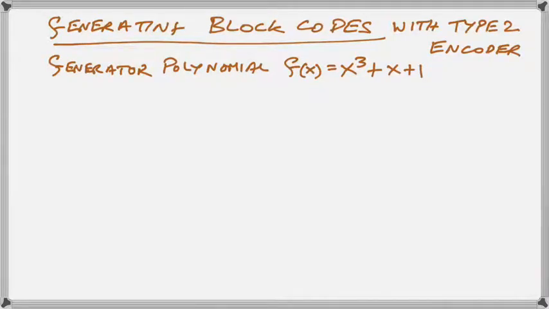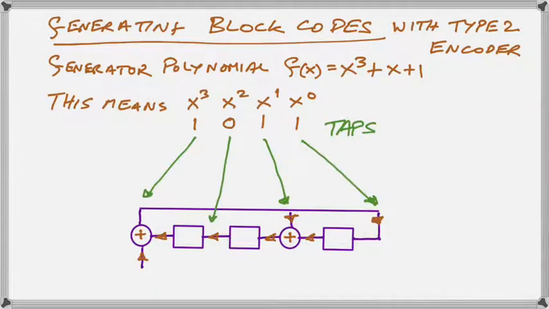In this video we're trying to understand the type 2 encoder that is used when generating block codes. We have a generator polynomial as shown there on the board, and what we have done there is we have drawn the shift register with the XOR taps, and we have shown you the relationship between the taps to the generator polynomial. So that diagram says it all. Just study it carefully and you should be able to understand what is going on.